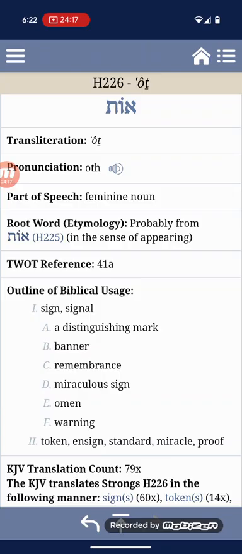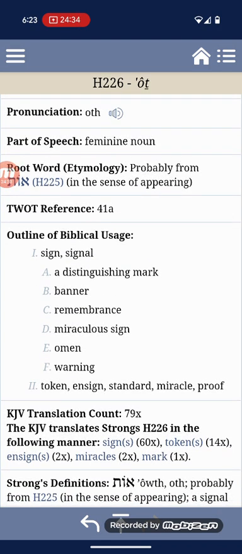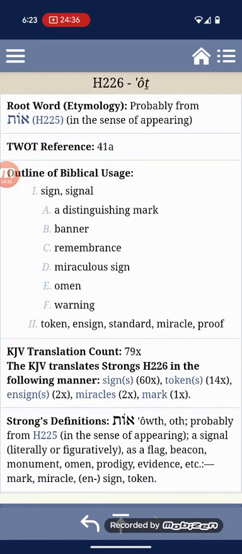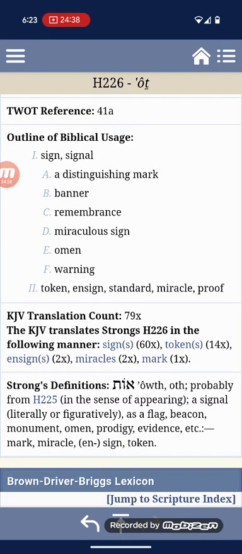It says under the biblical uses, a sign or a signal. All right, it's a distinguishing mark, a banner, or remembrance, or a miraculous sign. All right, omen or warning. And under the Strong's definition, it says a signal, literally or figuratively, as a flag.